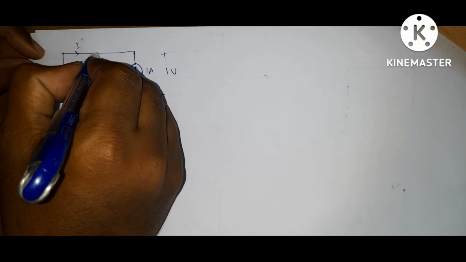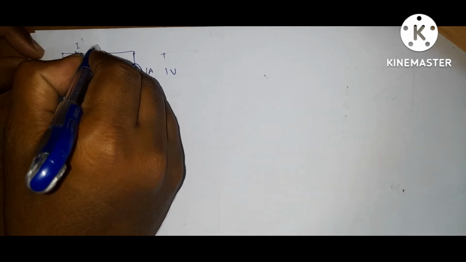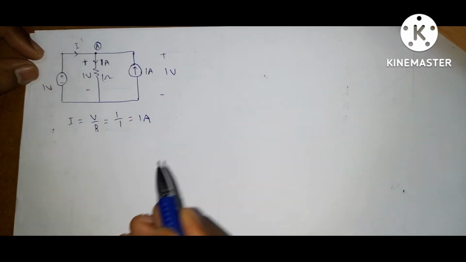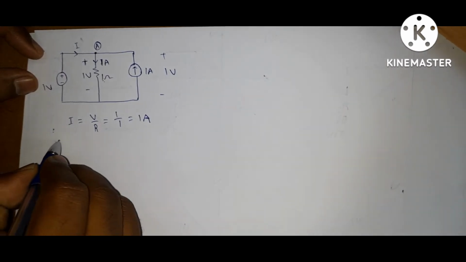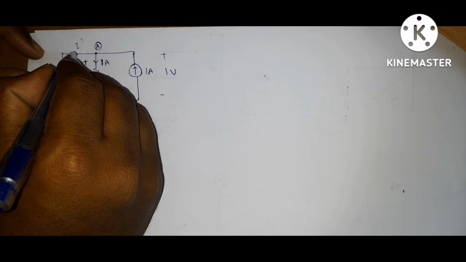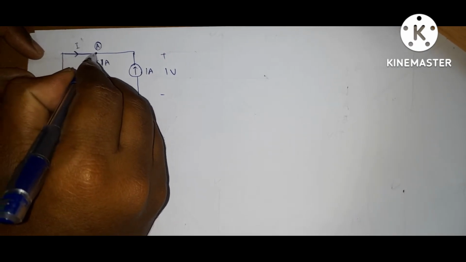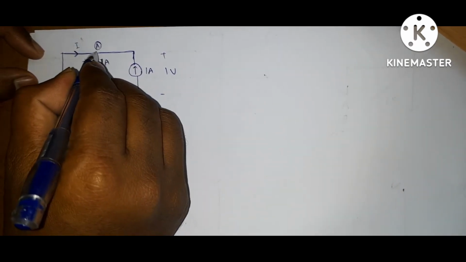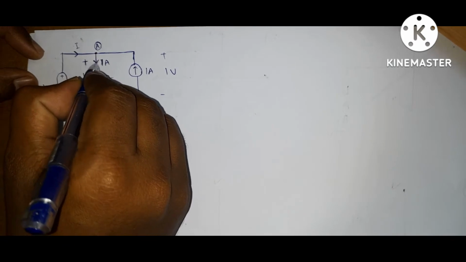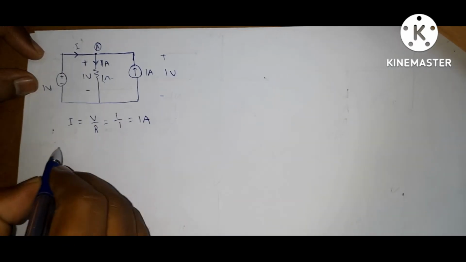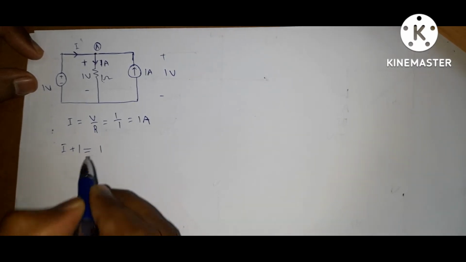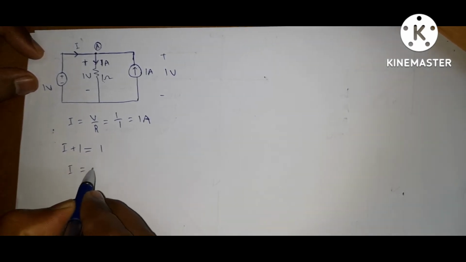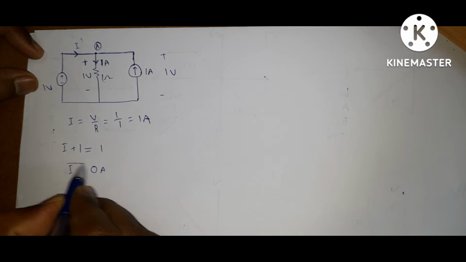Okay, now let us say this point or node is A. Apply KCL at node A. So what are the entering currents? This current is entering to the node and this 1 ampere is leaving the node. So this is I is equal to 1 ampere. So what you are getting? I is equal to 0 amps.